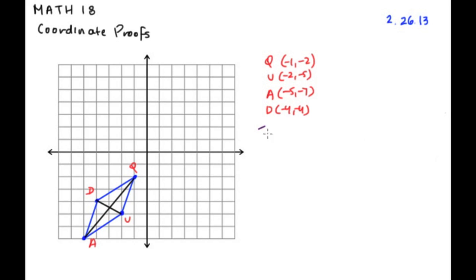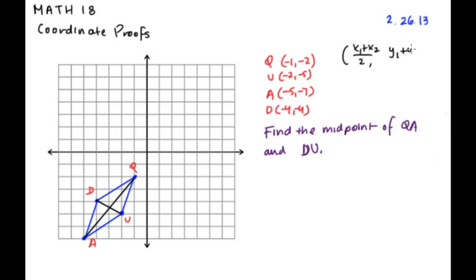So we need to find the midpoint of QA and DU. And if they're the same, then we know that quad is a parallelogram. So quick, what's the midpoint formula? x1 plus x2 over 2, comma, y1 plus y2 over 2. The average of the x values, comma, average of the y values.